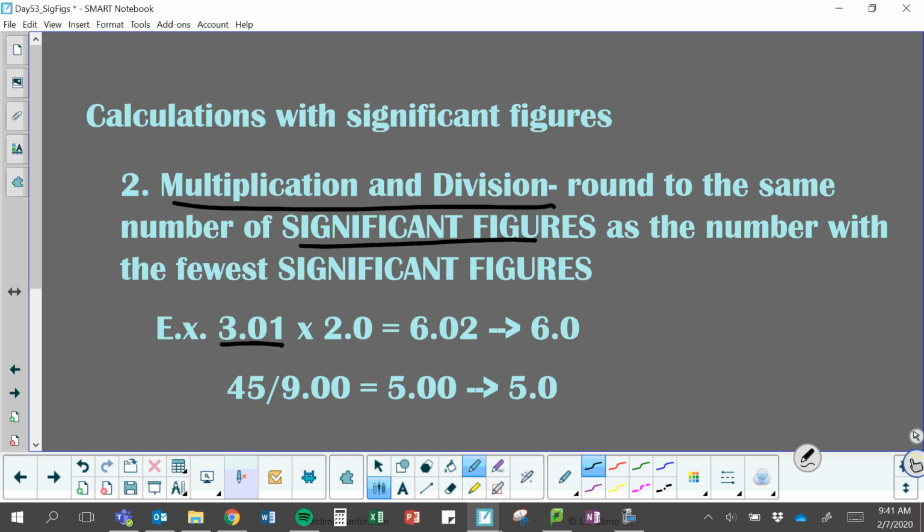So 3.01 has 3, because remember that 0 is sandwiched. 2.0 has 2, because 0 is significant because there's a decimal point. So that means when we do our calculation, our final answer will also only have 2 significant figures, so we make it 6.0. For this next one, this number has 2 significant figures, this one has 3, so our final answer will have 2 significant figures.